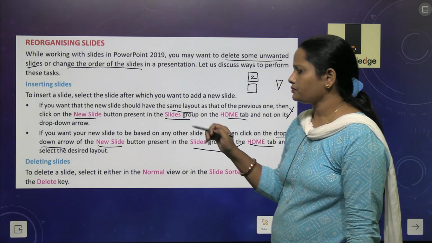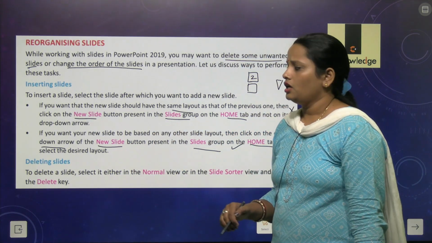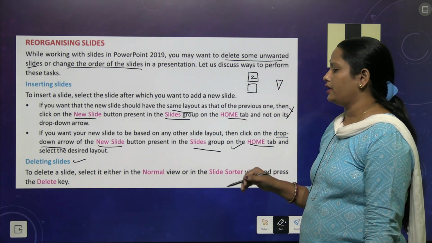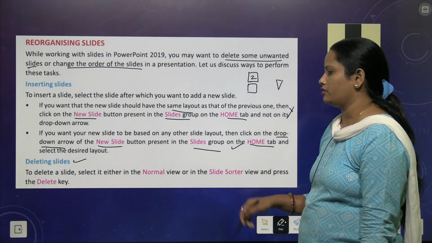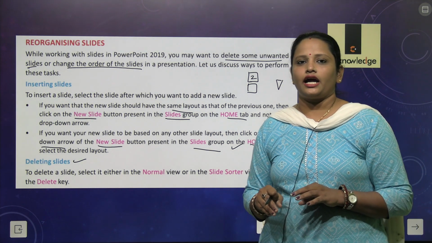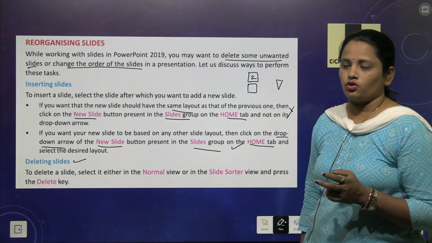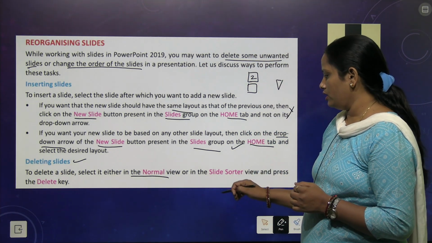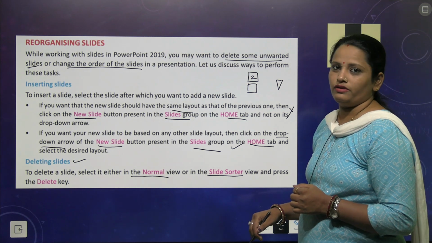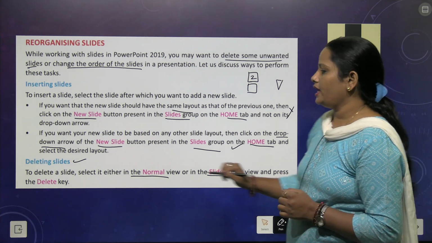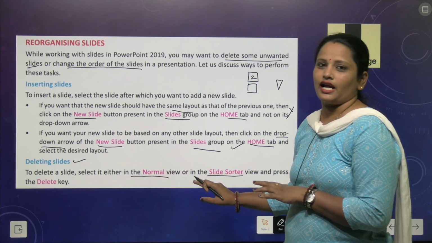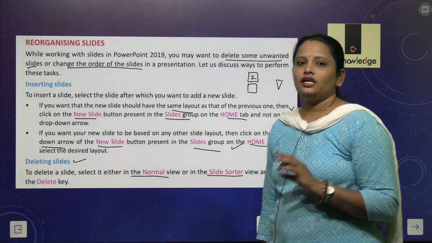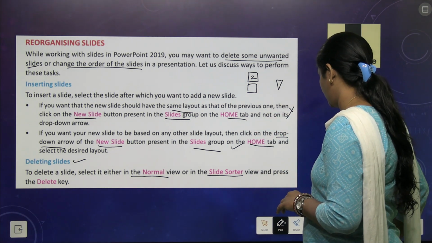Okay, next is deleting slides. How can we delete slides? To delete a slide, select it either in the normal view or in the slide sorter view. So whenever we want to delete a slide, there are two methods through which we can delete the slide. Either we have to select it in the normal view or in the slide sorter view, and press the delete key. After selecting the slide in these two views, we have to press the delete key, and on pressing it, the slide will be deleted.